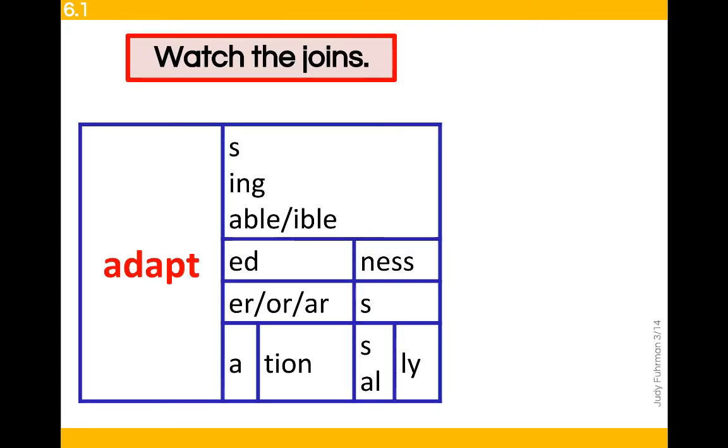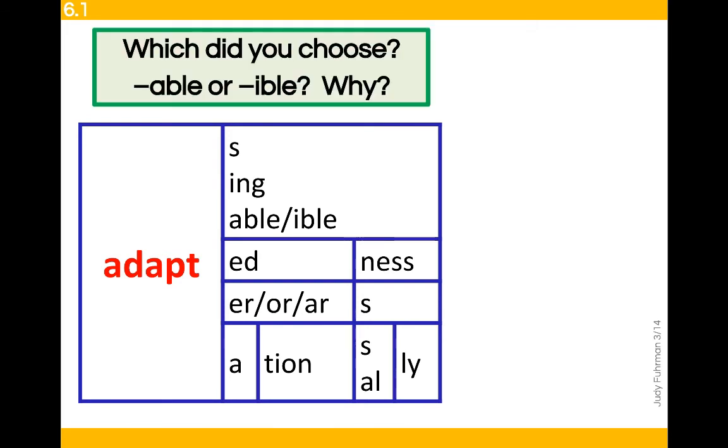If we take a look at this word sum matrix, I want you to pause the video in just a second and use your base word adapt and add your word endings. Okay? So don't forget to watch your joins. But when you get to ABLE or IBLE, I want you to think about which one you're going to choose and why.